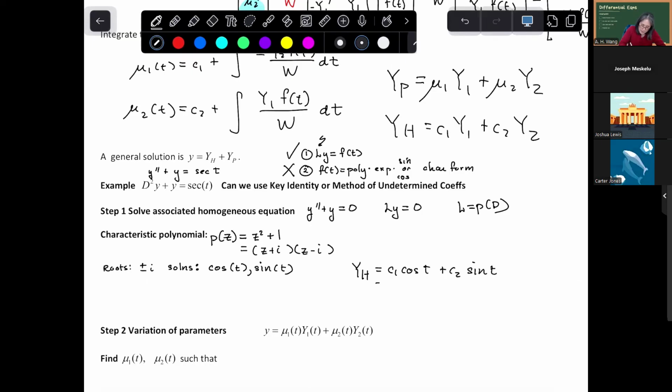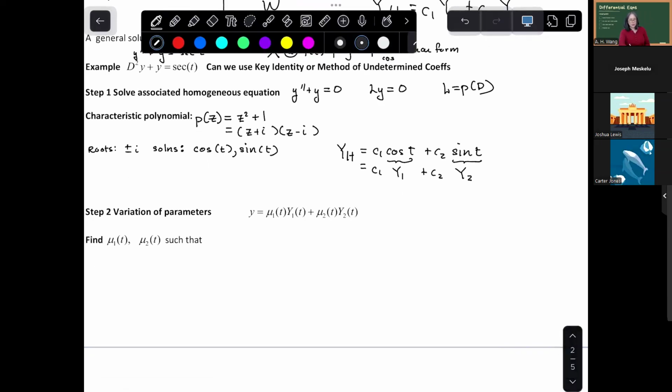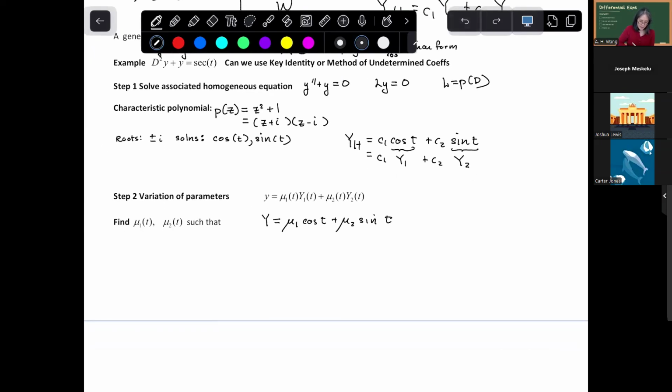Okay? So does everybody see that this is your y1, and this is c2, and this is your y2? Okay? And now what you're going to do is variation of parameters. In other words, you would rewrite it and say y equals mu1 cosine t plus mu2 sine t. Now remember the mu in reality is mu of t. I'm just being lazy and not writing all of that out because that's a lot of work. Okay, that just saves some handwriting.